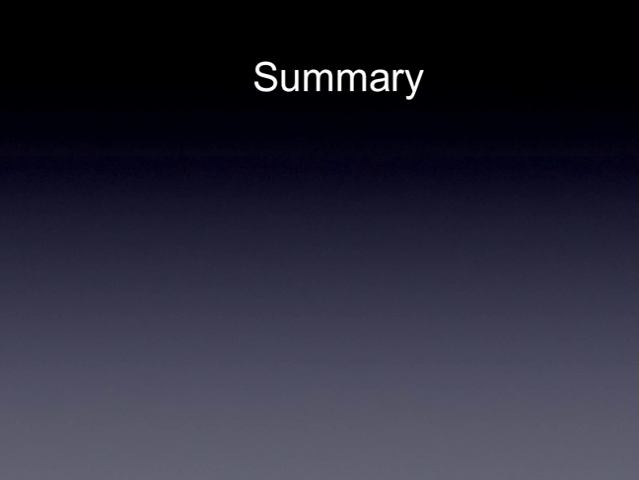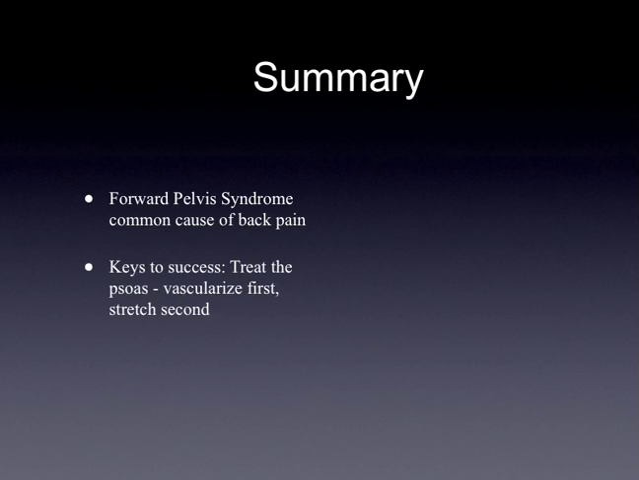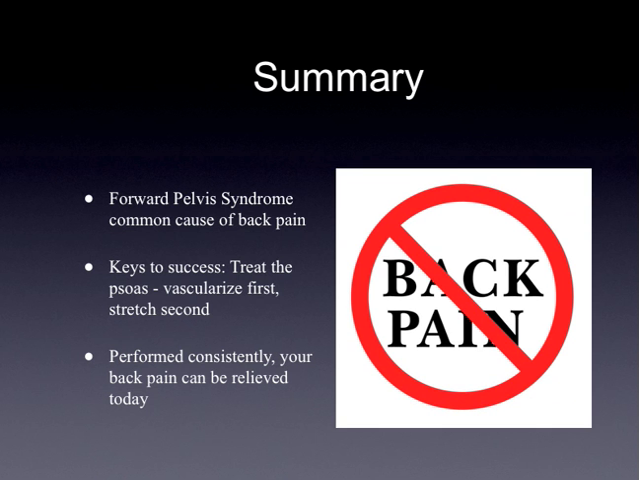So in summary, what we see is that forward pelvis syndrome is a very common cause of low back pain. The key to success in treating forward pelvis syndrome is isolating the psoas and vascularizing it first, followed by a very specific stretch to the muscle. And in doing this consistently, your back pain can be gone sometimes in a matter of hours.